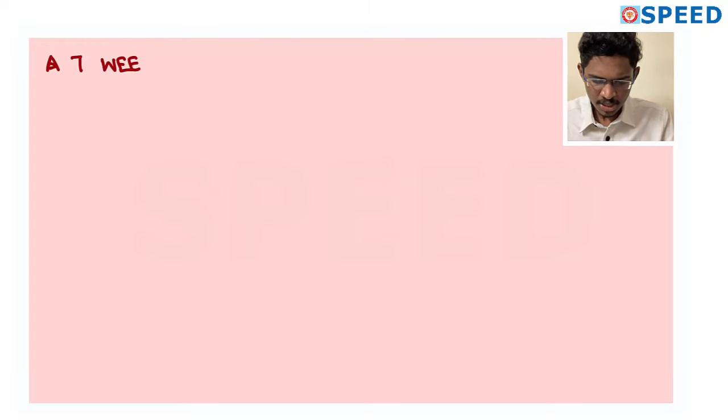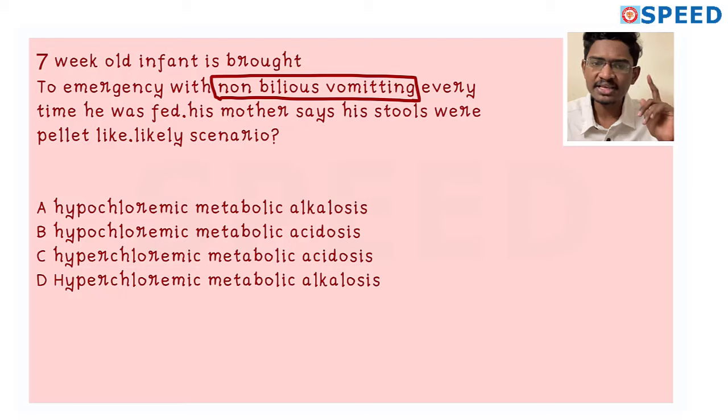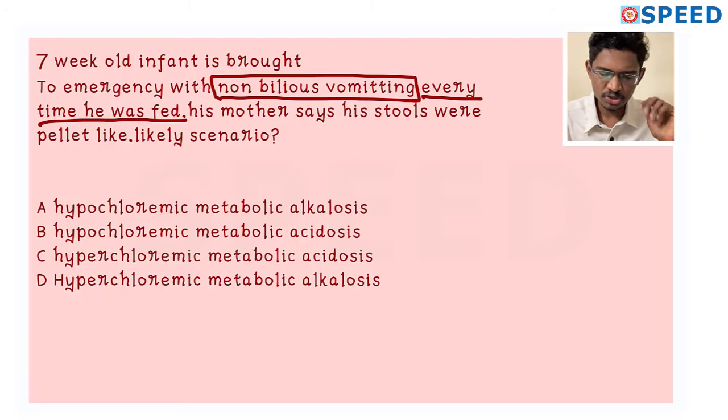Next, a 7-week-old infant is brought to the emergency with non-bilious vomiting every time he was fed. His mother says stools were pellet-like, abdomen not distended. Likely scenario you would expect in this situation: hypochloremic metabolic alkalosis, hyperchloremic metabolic alkalosis, hypochloremic metabolic acidosis, or hyperchloremic metabolic acidosis.